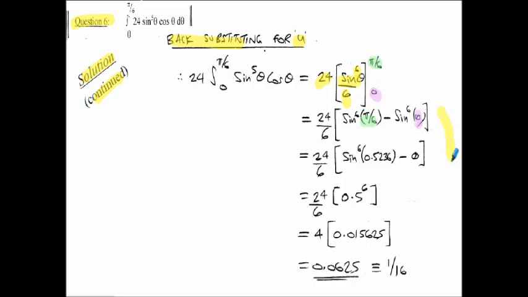I'll let you review the calculations at your own pace. What you should find the ultimate answer is going to be 0.0625 or 1/16. Don't forget you need your calculator in radians mode because the angle pi upon 6 is in radians.